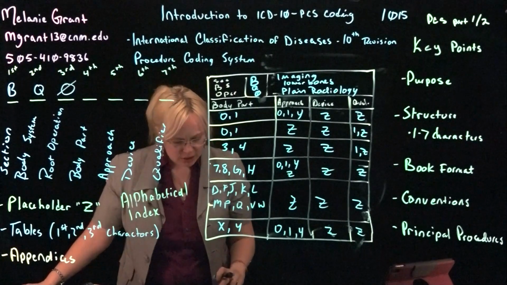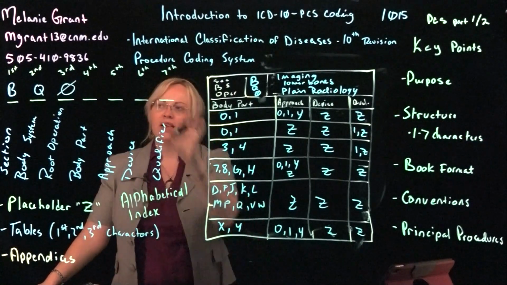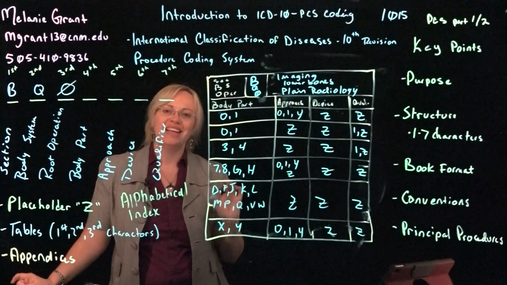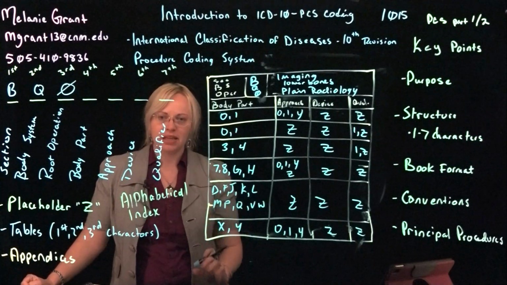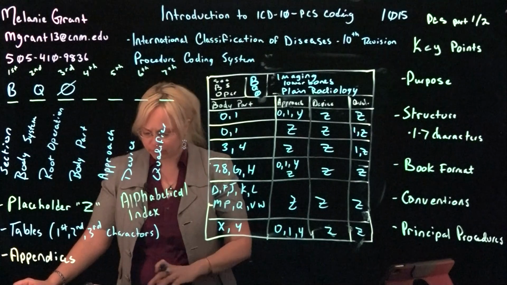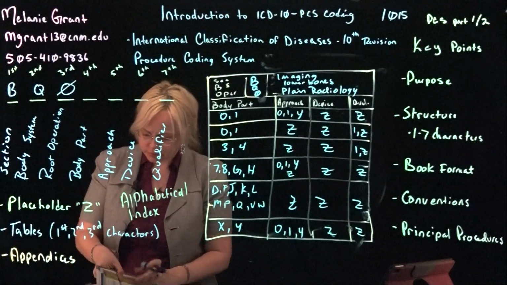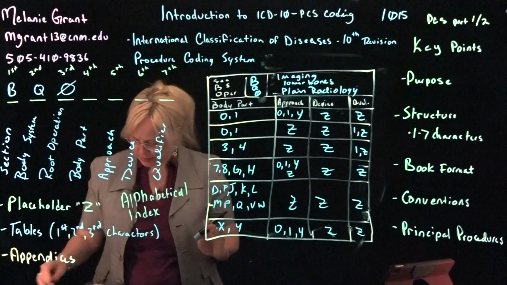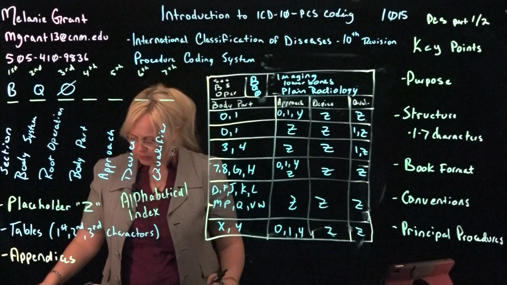Okay? And always make your zeros with a line through them. Remember that there are no O's or 5's in PCS coding. Okay, so we keep going.